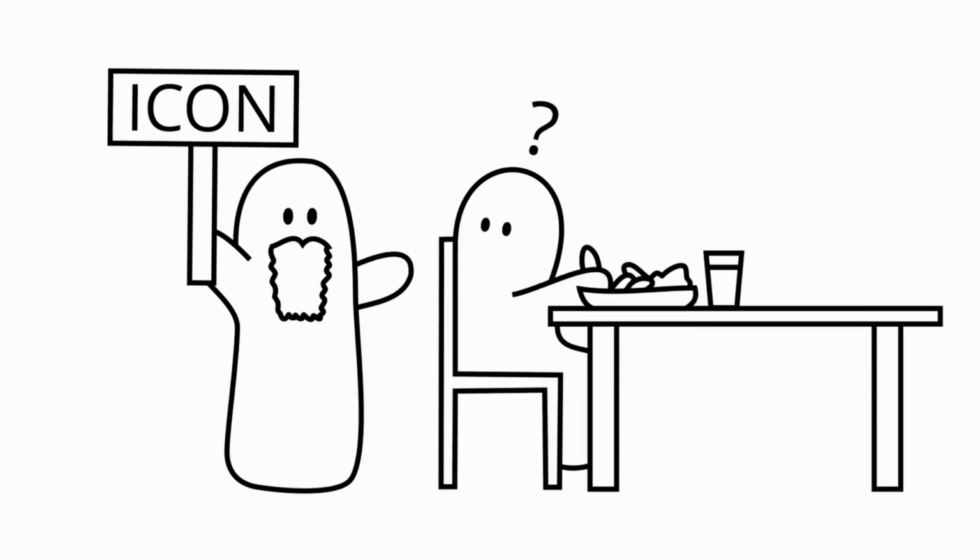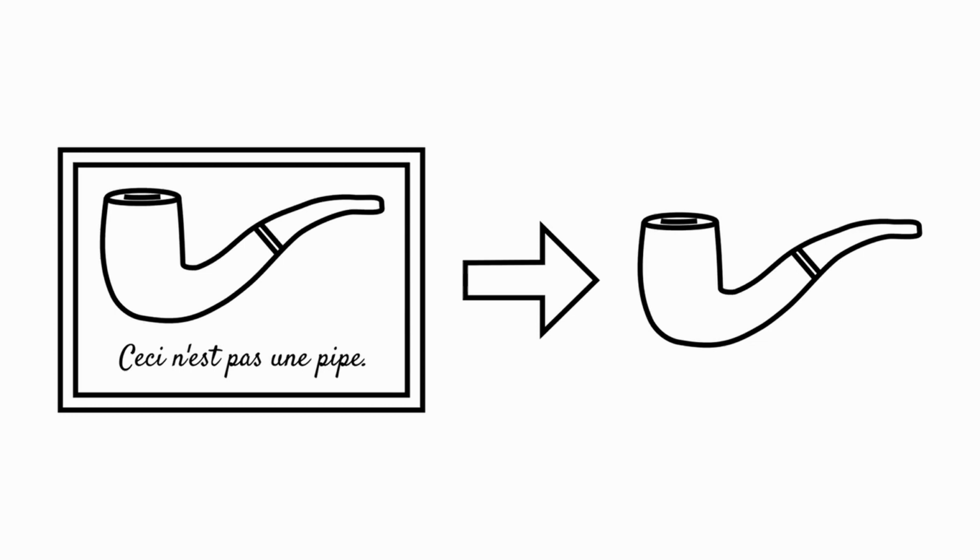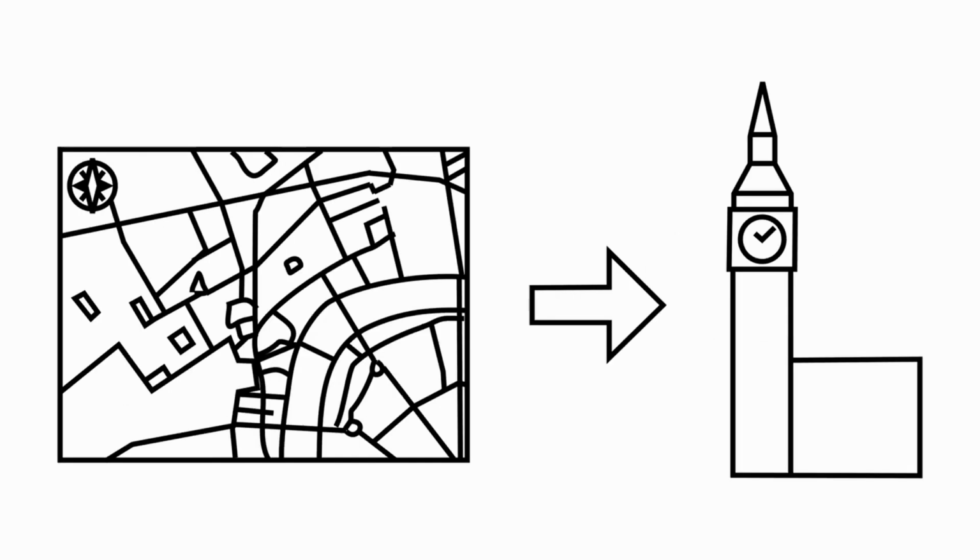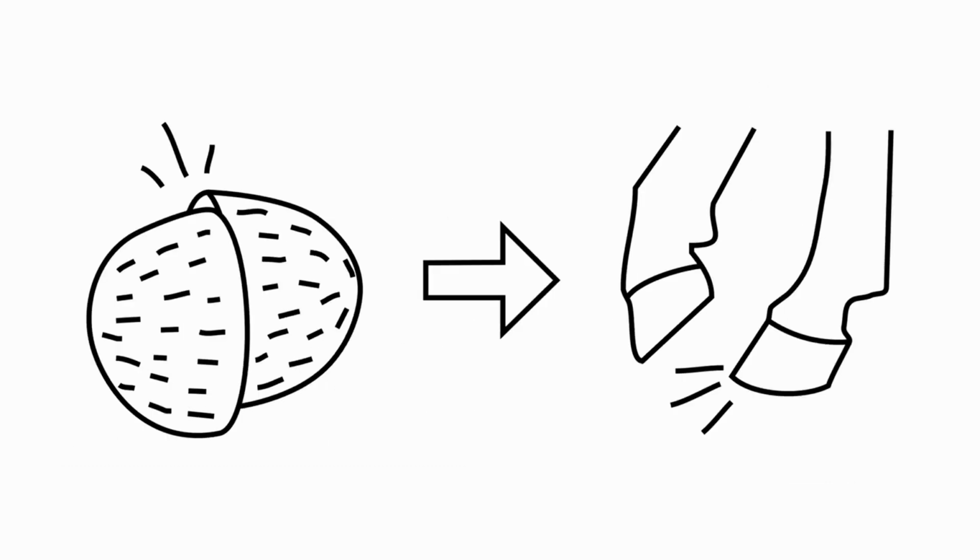An icon directly resembles the object. It shares tangible qualities with the object. For example, a painting of a pipe is an icon representing a pipe. A map of London is an icon representing London, and the sound of coconuts may be an icon representing the sound of horses' hooves in a film.